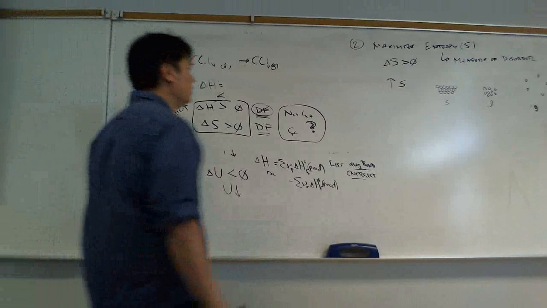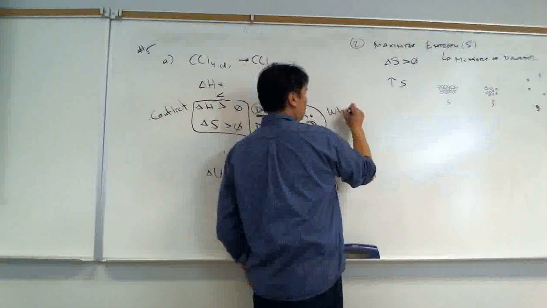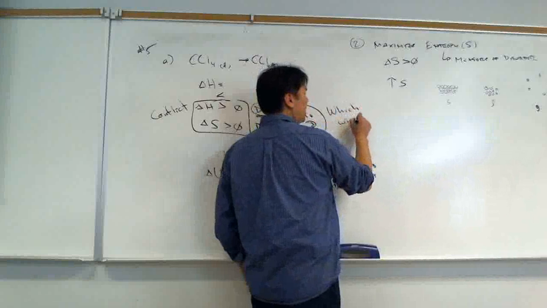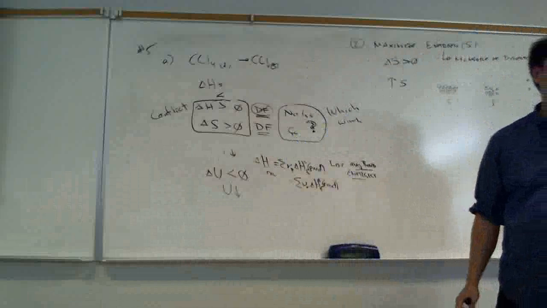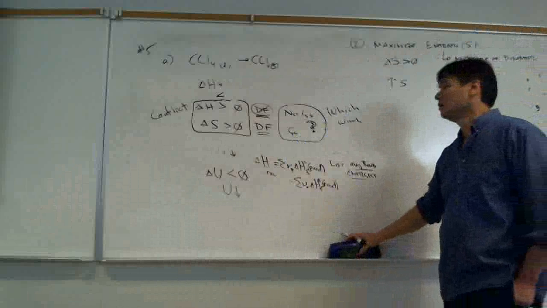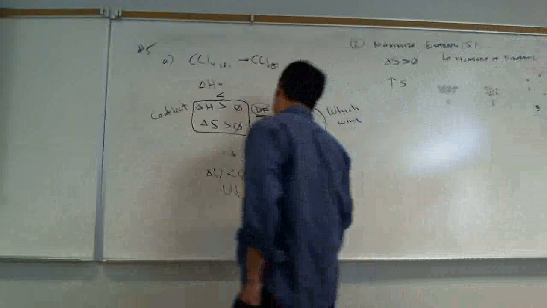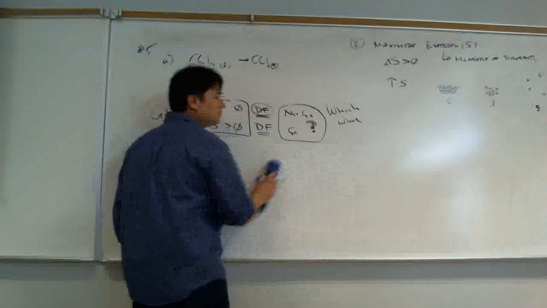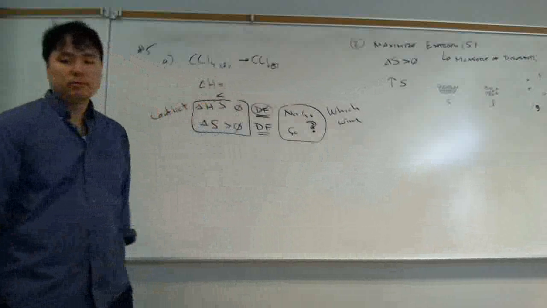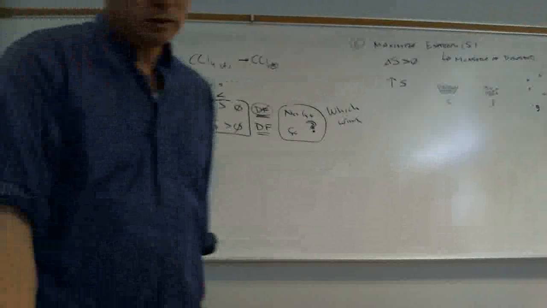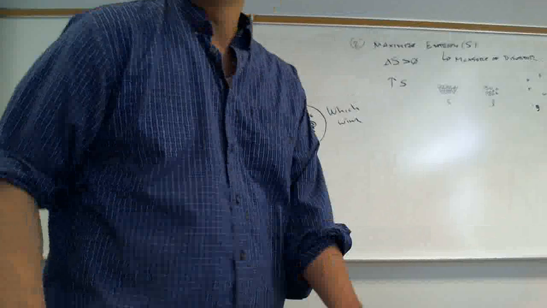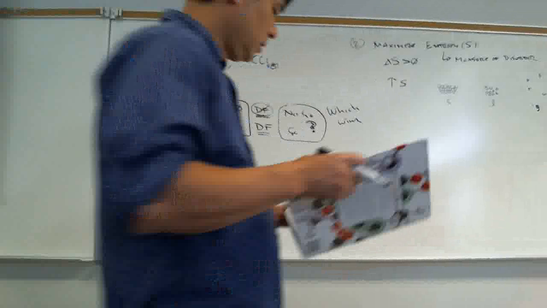The dominant one. But which one's dominant? Maybe it's a tie. Enthalpy? Delta S wins? Sometimes delta S wins, sometimes delta H wins. We'll see that later, but here we can't say anything more yet. Let's go to the next one, 5B.